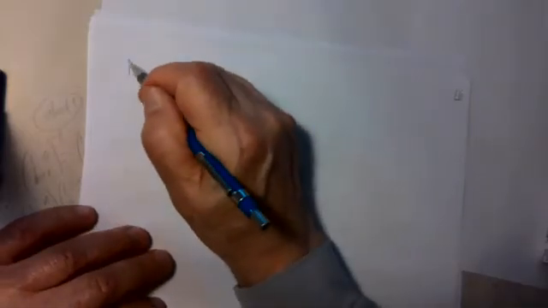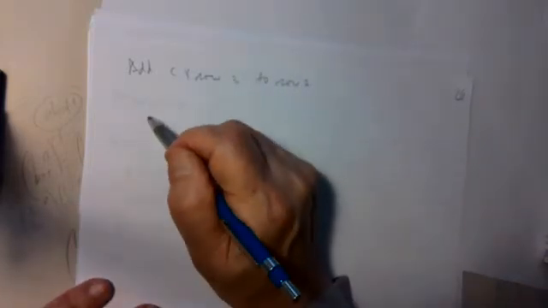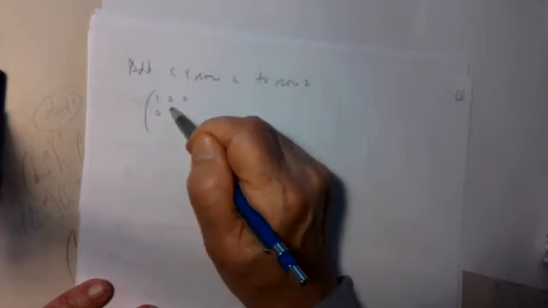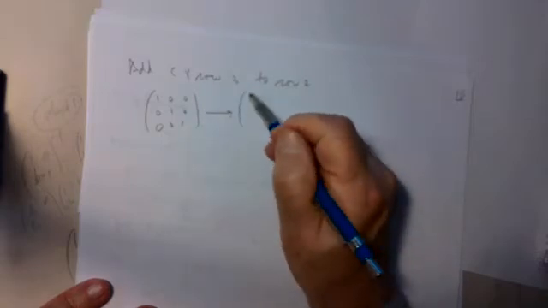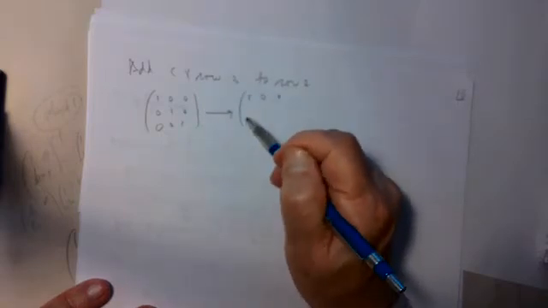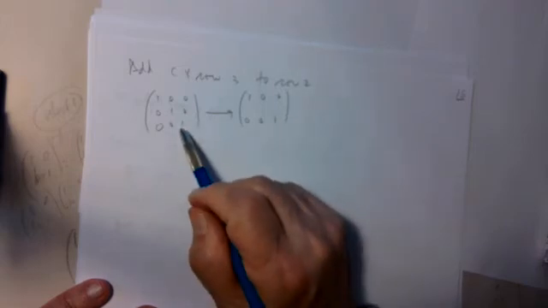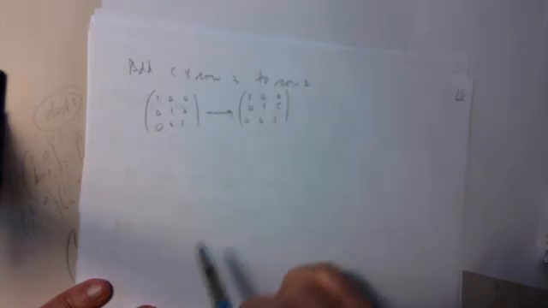So if I add C times row 3 to row 2, what do I get? I start with the identity matrix, and I'm not going to change the first row, and I'm not going to change the third row. But if I multiply the third row by C and add it to the second row, I get 0, 1, C.